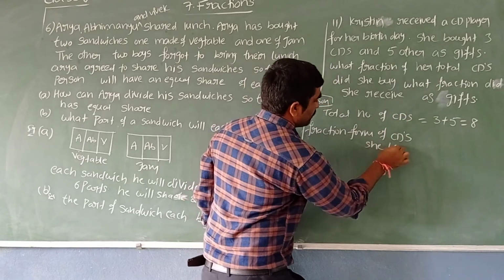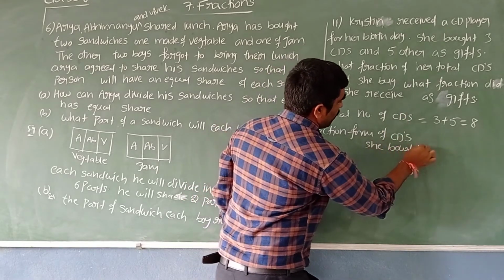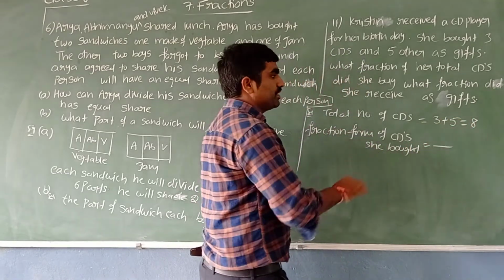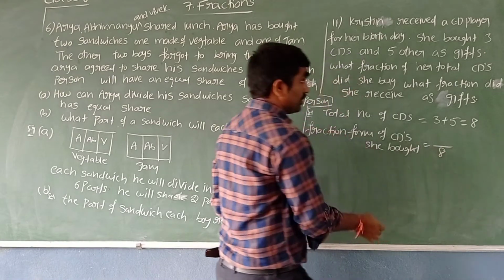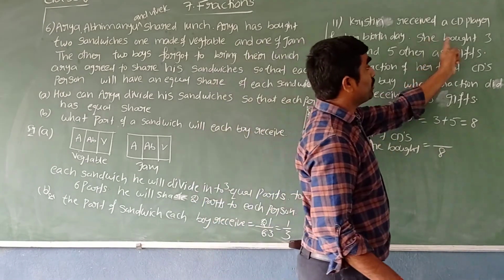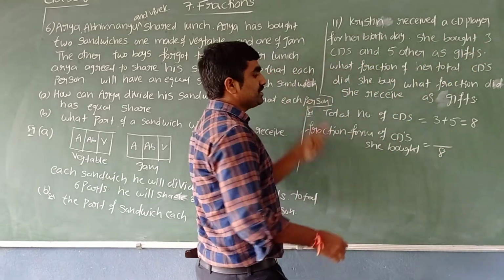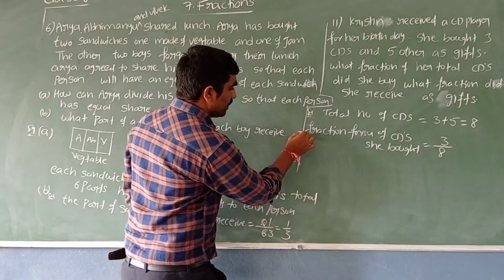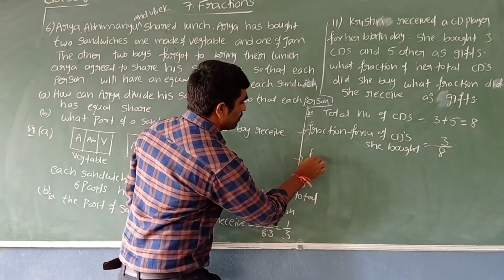Fraction form of CDs she bought is equal to... The denominator we can always write as the total, 8 CDs. Out of 8, how many did she buy? She bought 3 CDs. We can write 3 by 8. That's all.